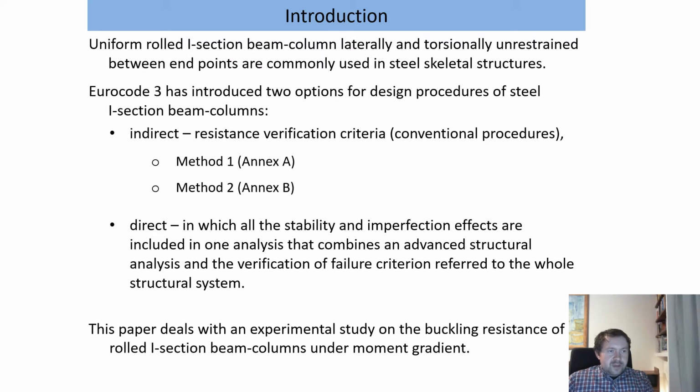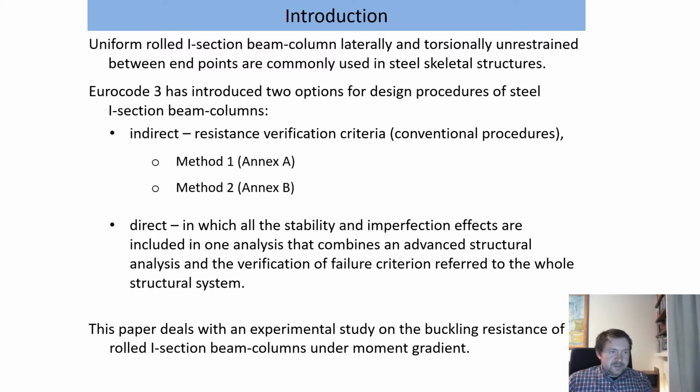Uniform rolled I-section beam columns, laterally and torsionally unrestrained between endpoints, are commonly used in steel skeletal structures, for example, portal and multi-story frames. In Eurocode 3, we have two options for design procedures of steel I-section beam columns.